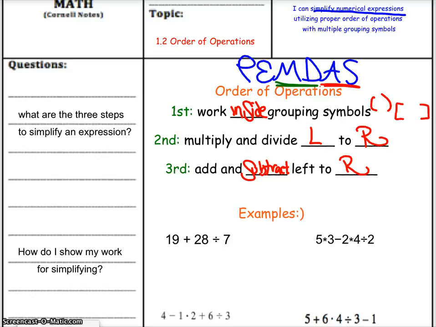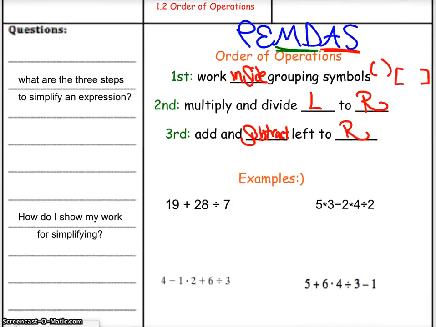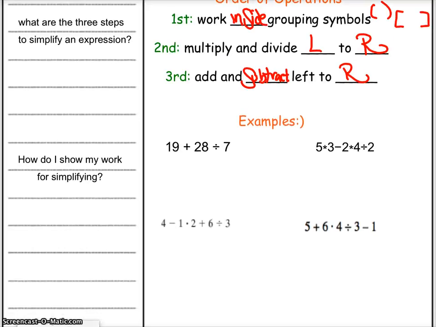All right, let's work through some examples. 19 plus 28 divided by 7. What do I do first? Yep, you divide. Divide first. So I'm going to take care of 28 divided by 7 first. 4. So 19 plus 4, which is 23.